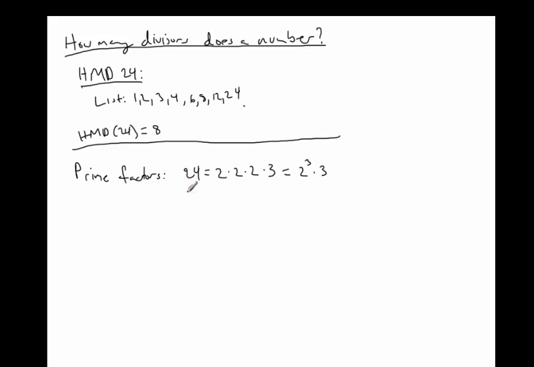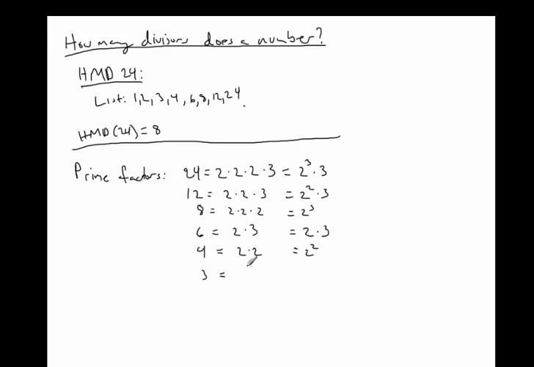We started with 24, so let's work our way down. 12 is 2 times 2 times 3, or 2 squared times 3. 8 is 2 times 2 times 2, which is 2 cubed. 6 is just 2 times 3. 4 is 2 times 2, or 2 squared. 3 is just 3. And 2 is just 2. And then 1 is 1.